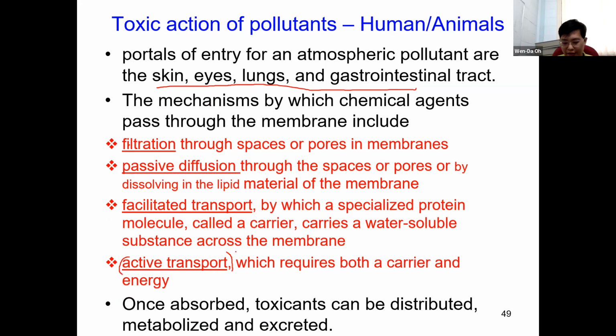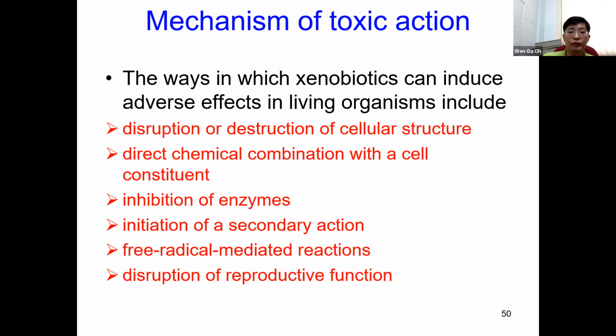This is the only one that will need energy because it is against the concentration barrier, which means that your pollutant is moving from an area of low concentration to an area of higher concentration, right? So this is against the concentration barrier, which is why active transport needs energy. This is the only one. Once absorbed, of course, you know that the toxicant will be distributed, metabolized, and excreted. And when you have this distribution and metabolism, it can go in your body. The toxicant can induce many adverse effects.